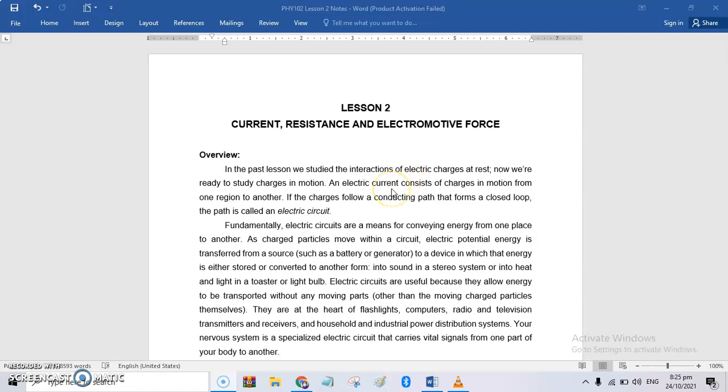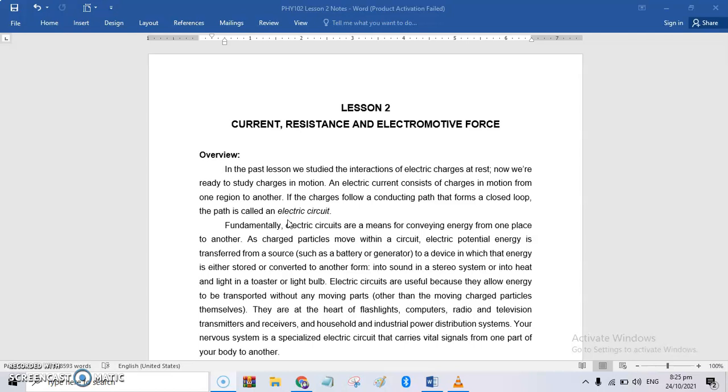Good day. Let's now talk about Lesson 2, Current, Resistance, and Electromotive Force. In the past lesson, we've studied the interactions of electric charges at rest. Now we're ready to study charges in motion. An electric current consists of charges in motion from one region to another.